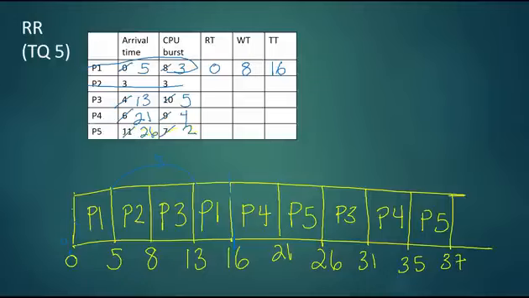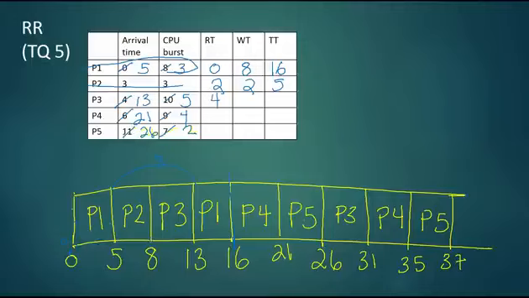P2 arrived at time 3, got on the CPU at time 5, so response time was 2. P2 was active in the system for a total of 5 time units, so the wait time is going to only be 2 time units. P3 arrived at time 4 and finally got the CPU after waiting 4 time units.